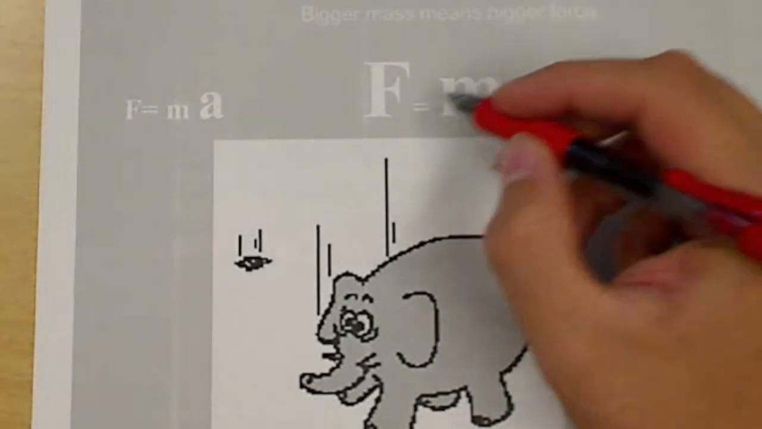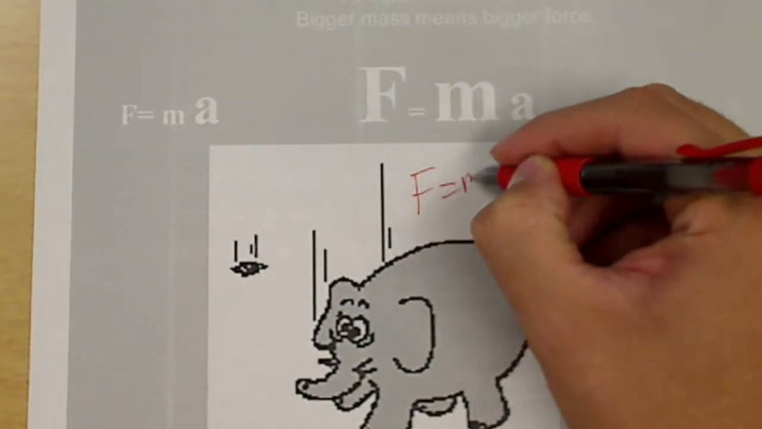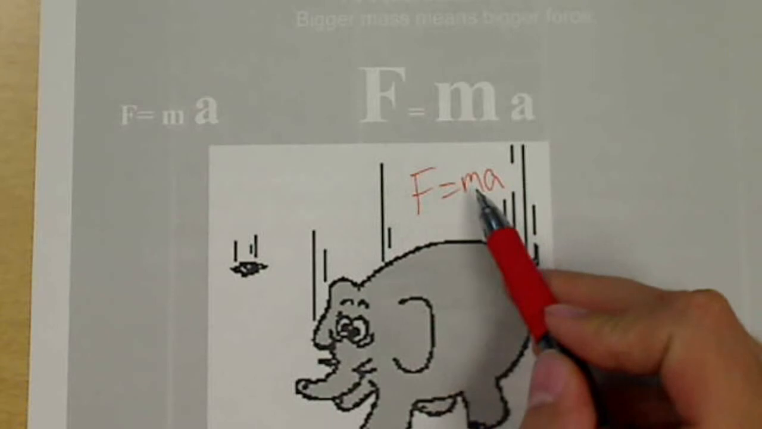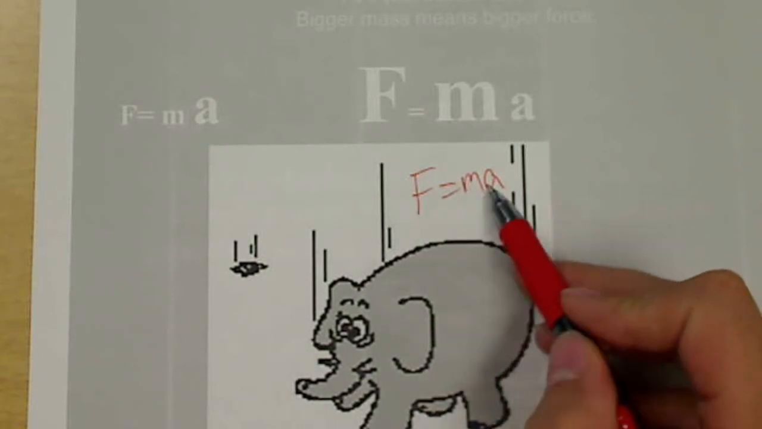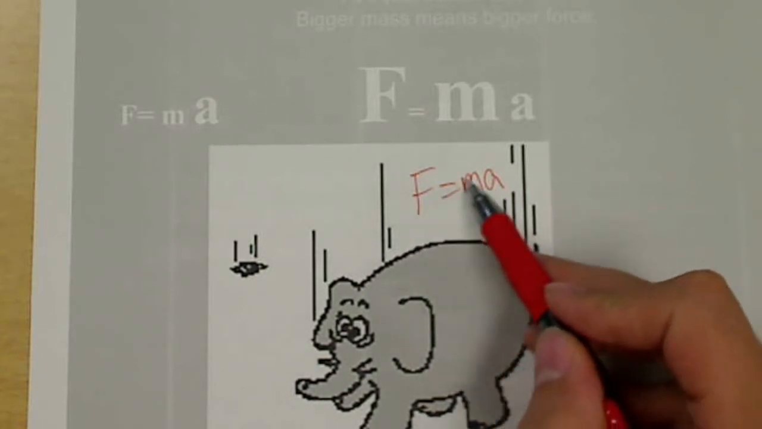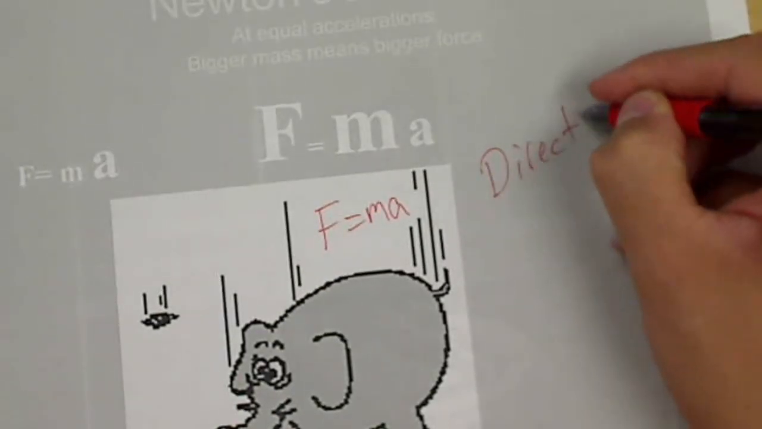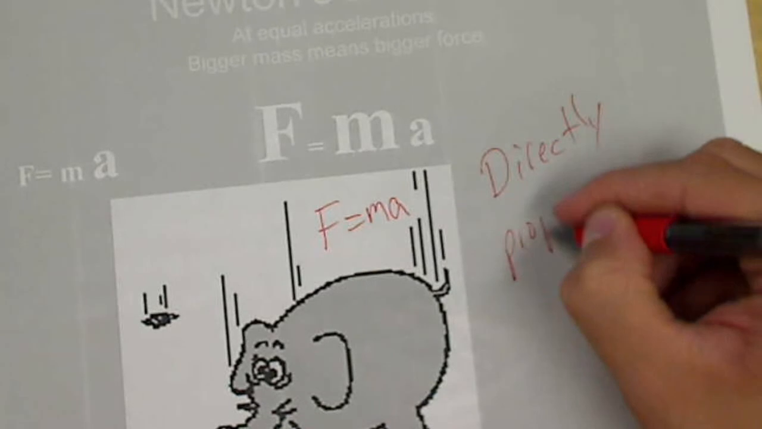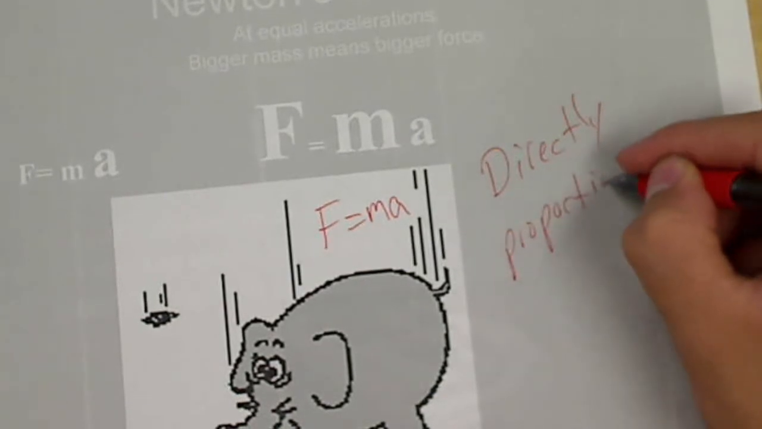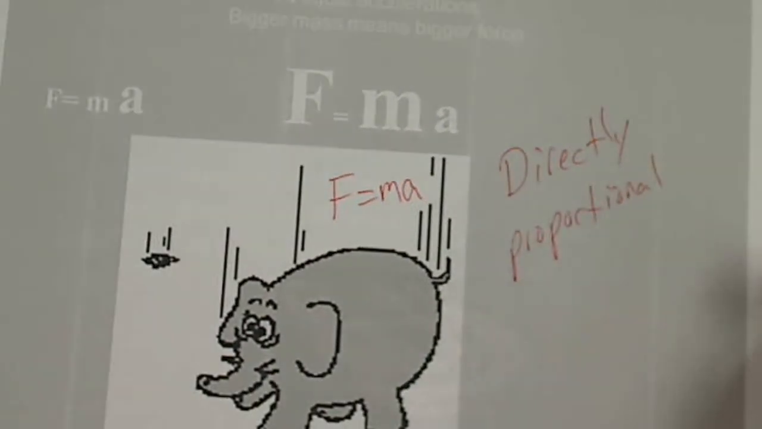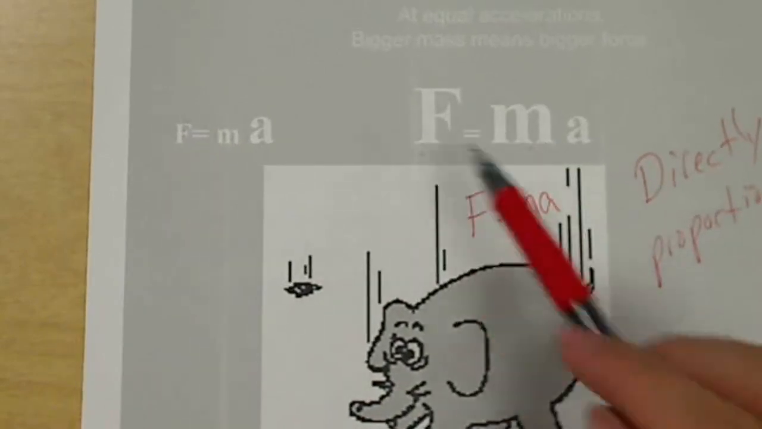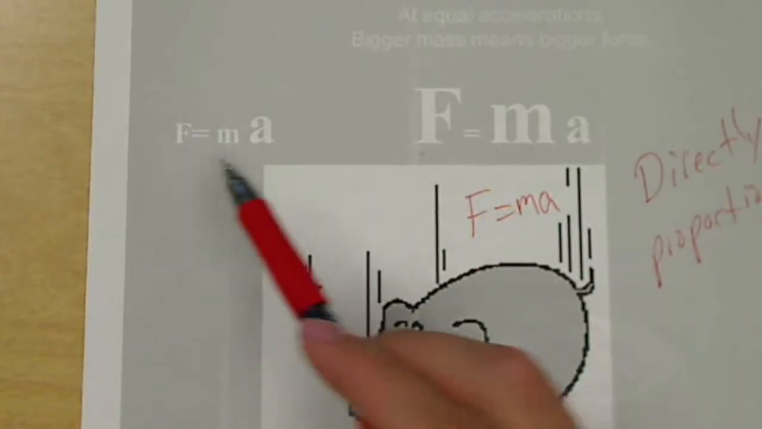So in this equation, F equals ma, because the F is directly across the equal sign from the m and directly across from the a, that means they are directly proportional. So what happens to one directly happens to the other. If I double my mass, I'll have double my force. If I have half the mass, half the force. So on and so forth.